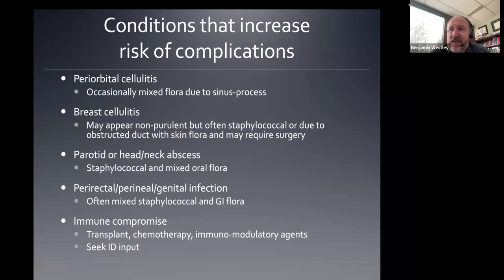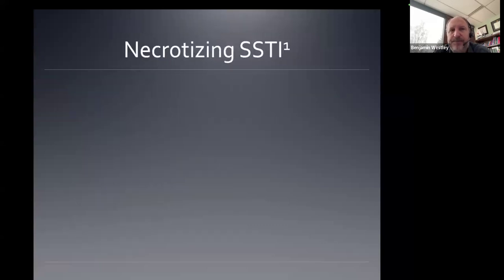If a kidney transplant patient has a small furuncle, it's likely to be staphylococcal, but if they have a severe infection, it could be a bit more complex to treat them. In rare cases, there could be molds or other weird organisms.